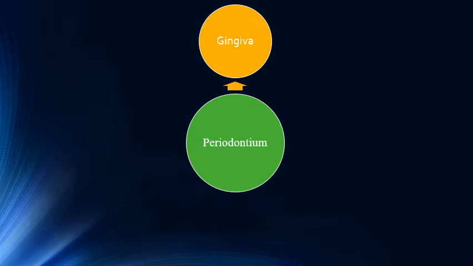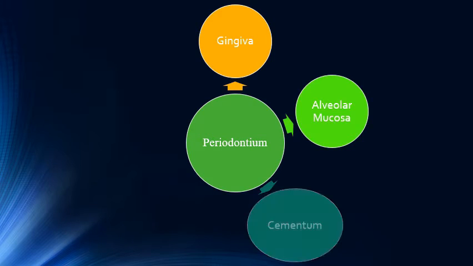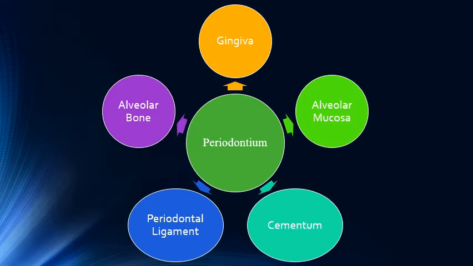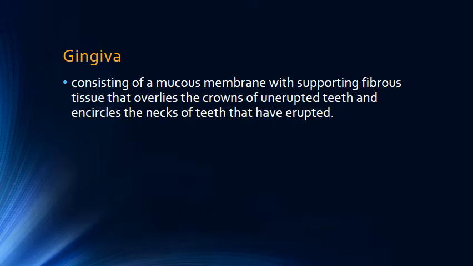Periodontium is made up of the gingiva, alveolar mucosa, cementum, periodontal ligament, alveolar bone. Gingiva is the mucous membrane with supporting fibrous tissue that overlies the crowns of unerupted teeth and encircles the necks of teeth that have erupted.